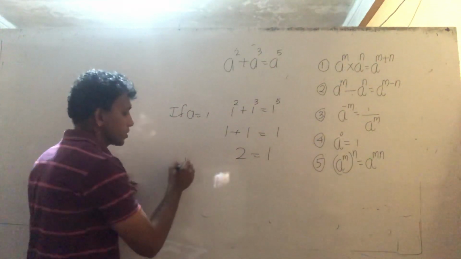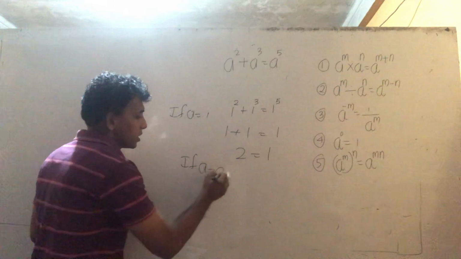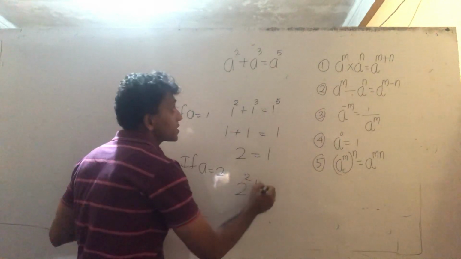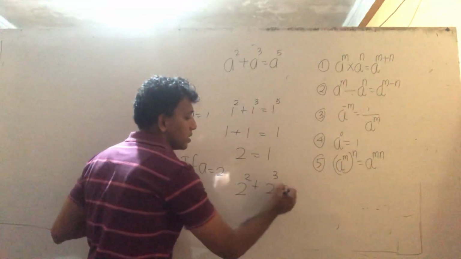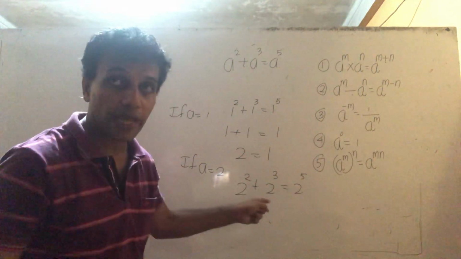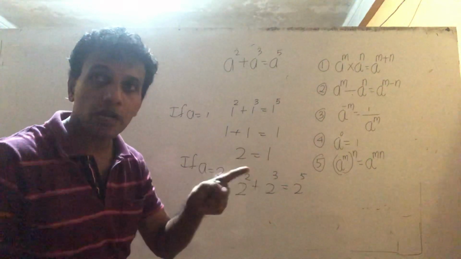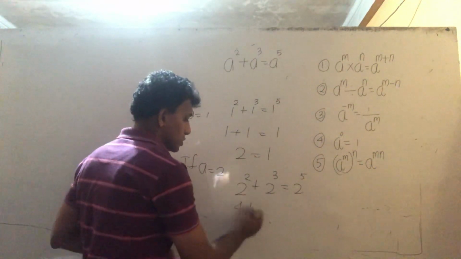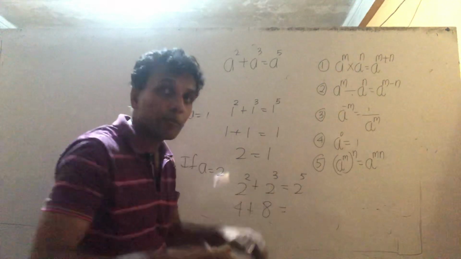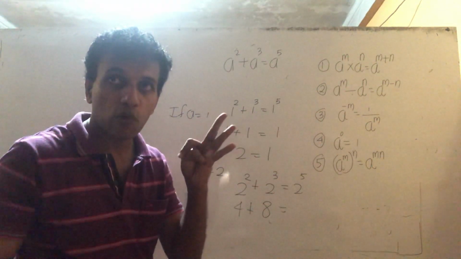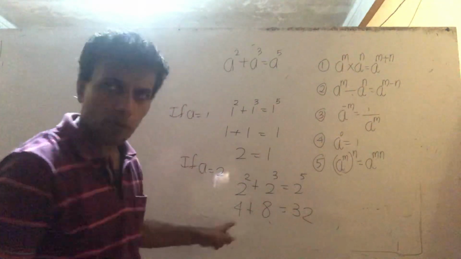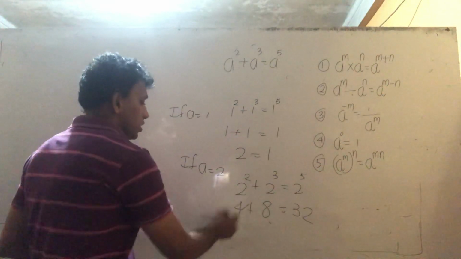See another one, A is 2. If A equals 2, check what happened. 2 square plus 2 to the power 3 equals 2 to the power 5. Is it true? Check that. 2 square means 2 multiplied by 2, which is 4. 2 to the power 3 means 8. 2 multiplied 5 times, don't say 10: 2 times 2 is 4, 8, 16, 32. So 32. Is it true? 4 plus 8 equals 32? No, wrong.